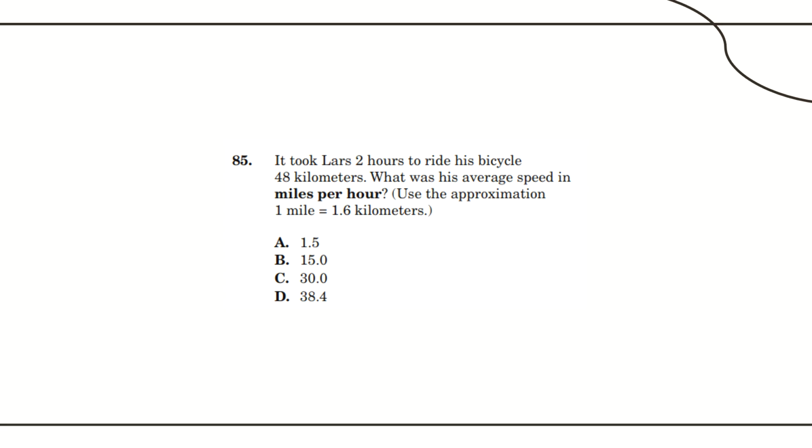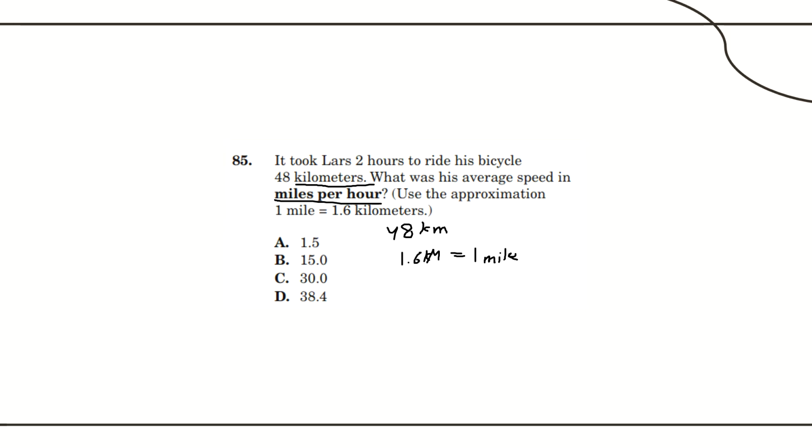It took Lars 2 hours to ride his bicycle for 48 kilometers. What was his average speed in miles per hour? So here it asks, and it bolds even, miles per hour. You'll notice that the units given is actually kilometers. So 48 kilometers, and we know that 1.6 kilometers, km, is equal to 1 mile.